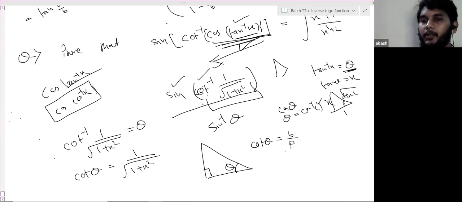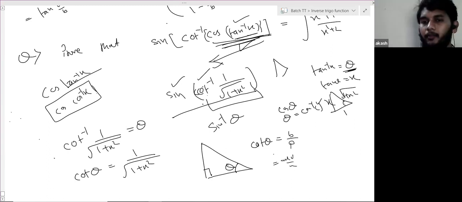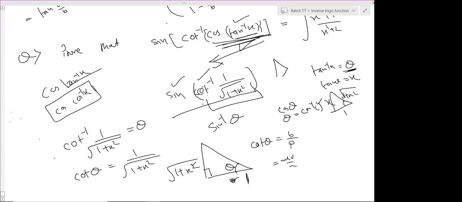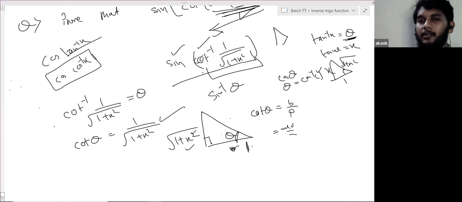Base upon perpendicular, right? Or adjacent side upon perpendicular side, whatever you remember. So cot theta, I can write this upon this. So this I can assume is 1 and this is 1 plus x square under root. Yes or no? Yes. Because if this is theta, then cot theta will be 1 upon this. So we got the same value. Now, by using Pythagoras theorem, you can find this hypotenuse.